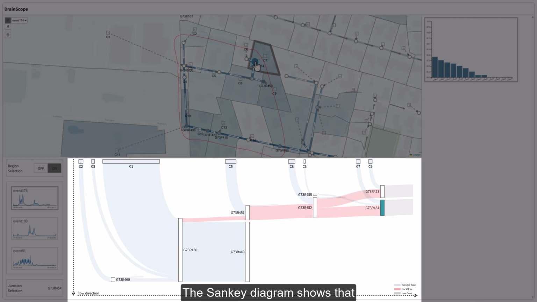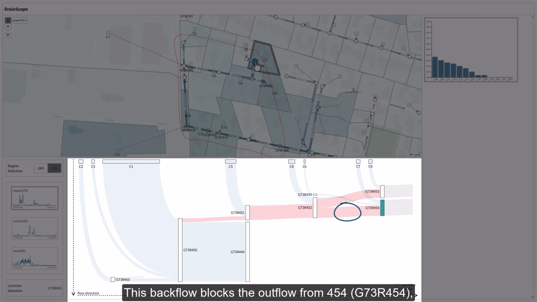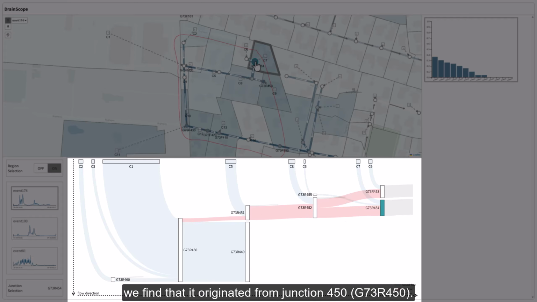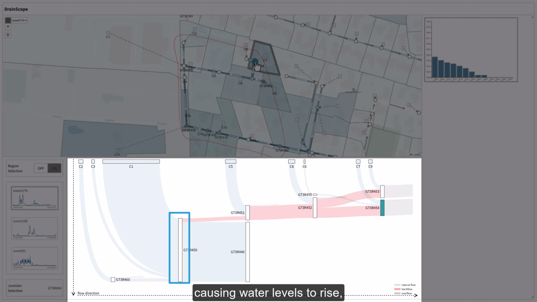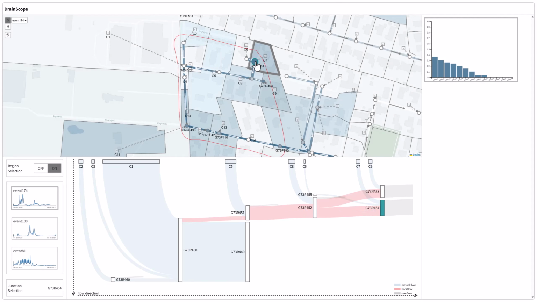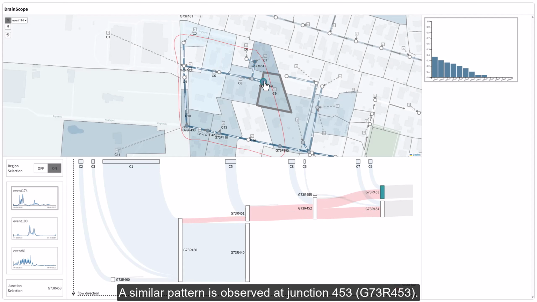The Sankey diagram shows that its only downstream conduit experienced backflow. This backflow blocks the outflow from 454, eventually causing it to overflow. Tracing this backflow, we find that it originated from junction 450. The inflow of this junction exceeds its discharge capacity, causing water levels to rise, which in turn triggers backflow propagation to 454. A similar pattern is observed at junction 453.